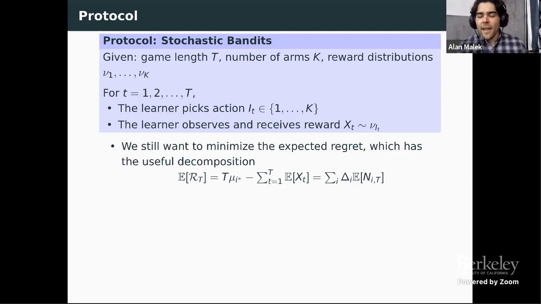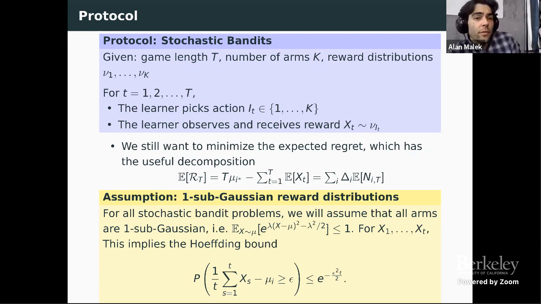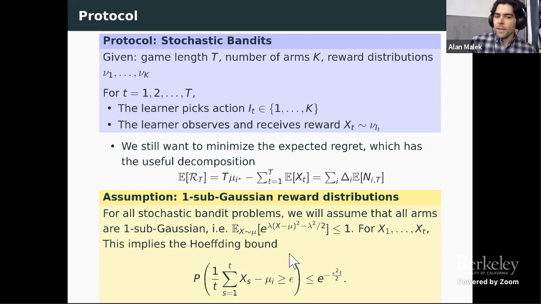Okay, and we'll need some sort of assumption on the tail of the reward distributions. One simple assumption is that they're bounded, but it's not that hard to generalize to sub-Gaussian reward distributions. So just to refresh everyone's memory, we'll say that a random variable is one sub-Gaussian if effectively it has Gaussian tails. So you might think conceptually of the random variable as having tails that drop off no slower than a unit Gaussian. Importantly, if the random variable is one sub-Gaussian, then we have this Hoeffding bound, which says that the probability that the empirical mean is more than epsilon greater than the true mean drops off really quickly. It drops off to e to the minus epsilon squared t over 2. We'll use this over and over again, but this is a very standard result.